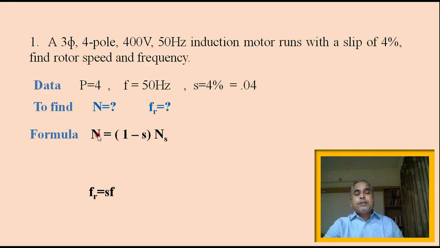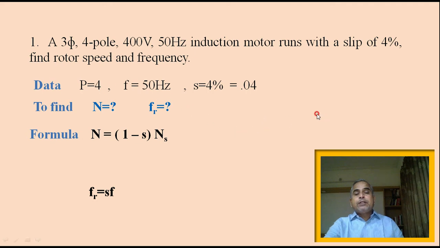Then first you have to concentrate on the speed of the induction motor. N is equal to (1 minus s) into ns. Then you have to see the given data. That is, s is given, that is 0.04. However, ns is not given. So the first step is to find the value of the synchronous speed from the given data. P is given, F is given.